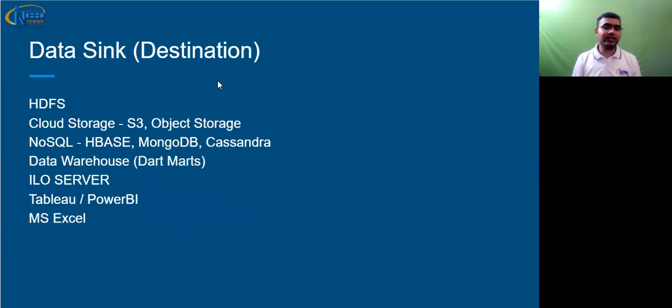Now, moving ahead, we need to understand where this data goes. While migrating data from sources, where do we put them? So we call the destination a sink or data sink. So all the data comes from the sources and gets into the sink. Sink could be your HDFS, that is Hadoop Distributed File System. It can be cloud storage like Simple Storage Service from Amazon.